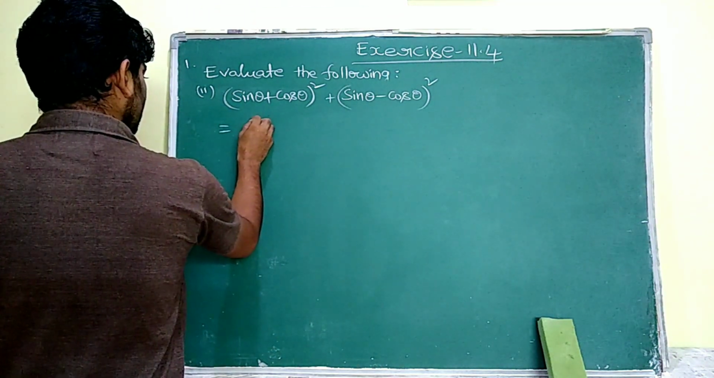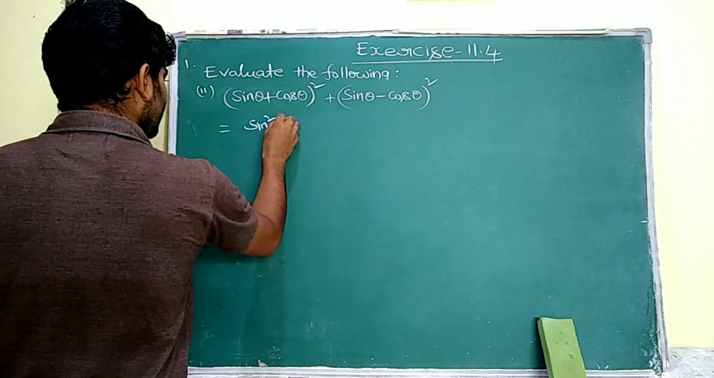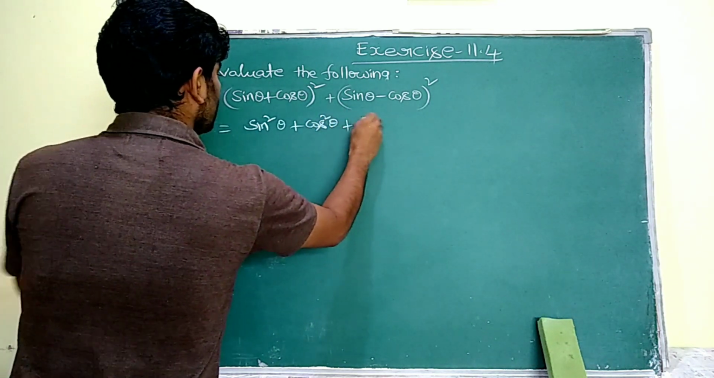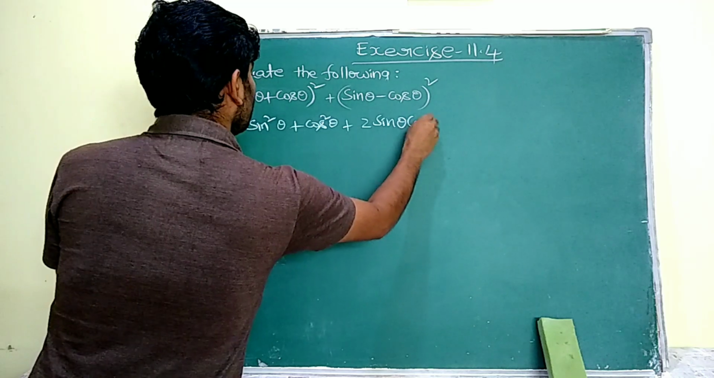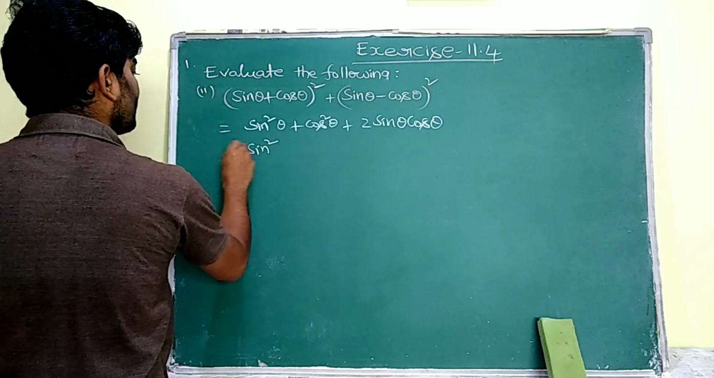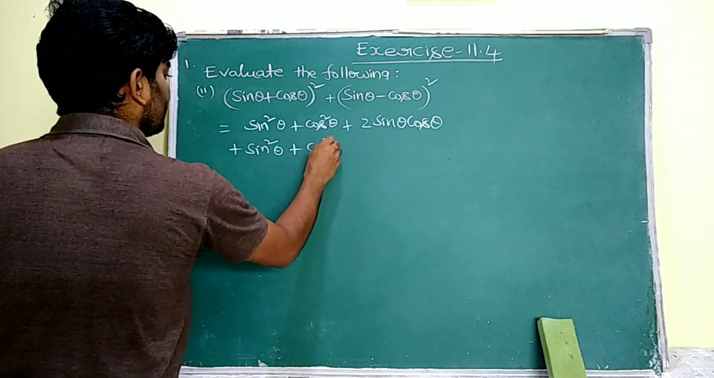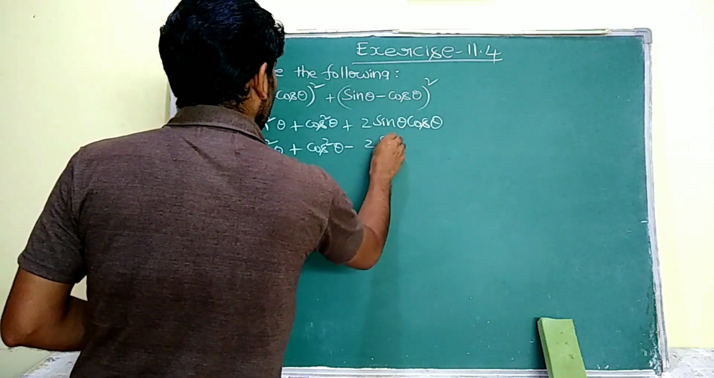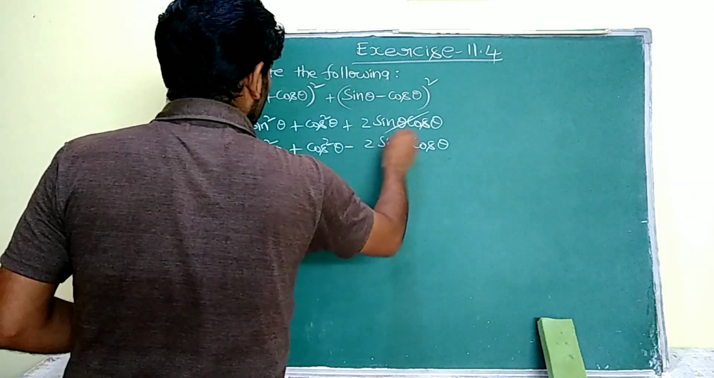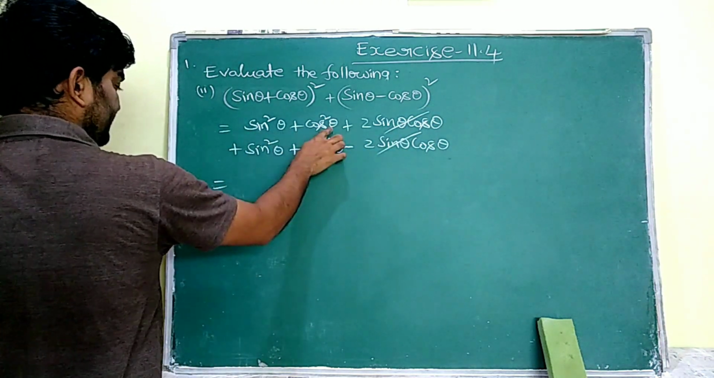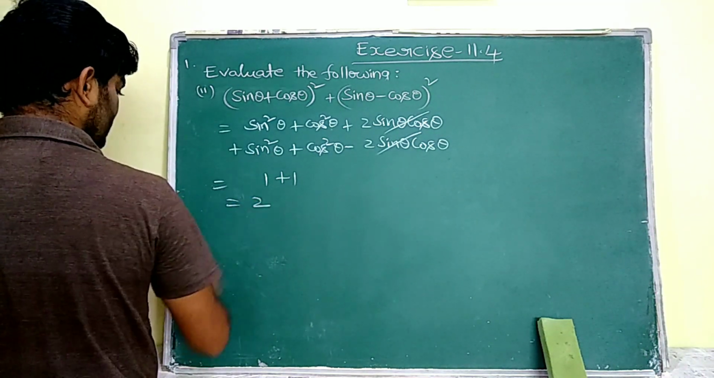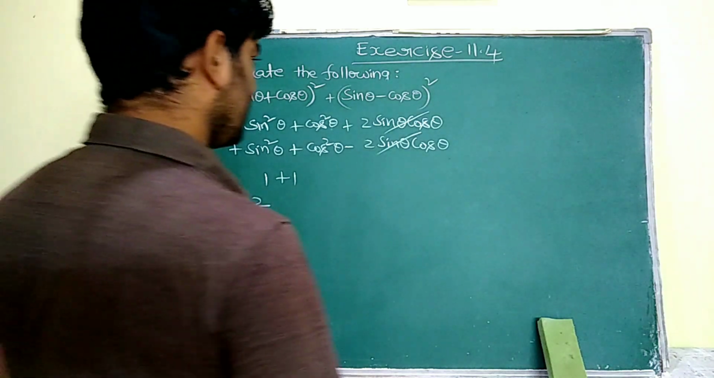Here it is expanded as sin square theta plus cos square theta plus 2 sin theta cos theta. Similarly, for this, sin square theta plus cos square theta minus 2 sin theta cos theta. So here these two terms are going to be cancelled. Sin square theta plus cos square theta, value 1 we know. Again sin square theta plus cos square theta is 1, so that is equal to 2. This is one procedure.